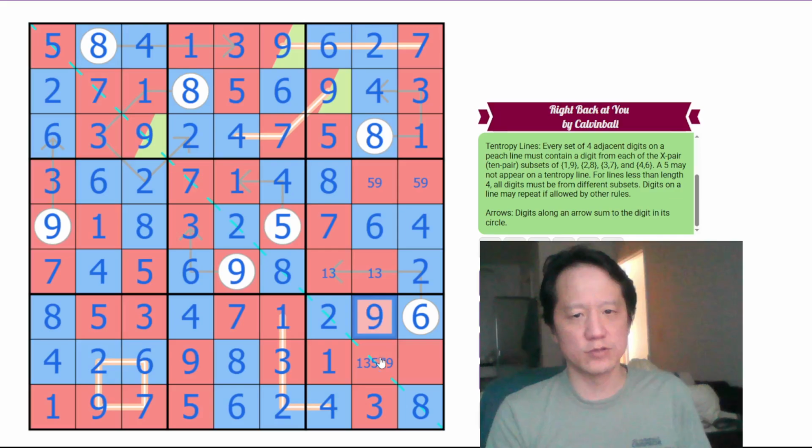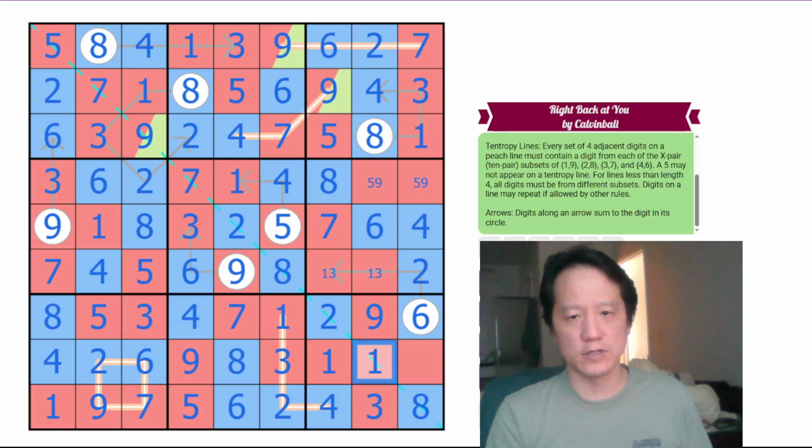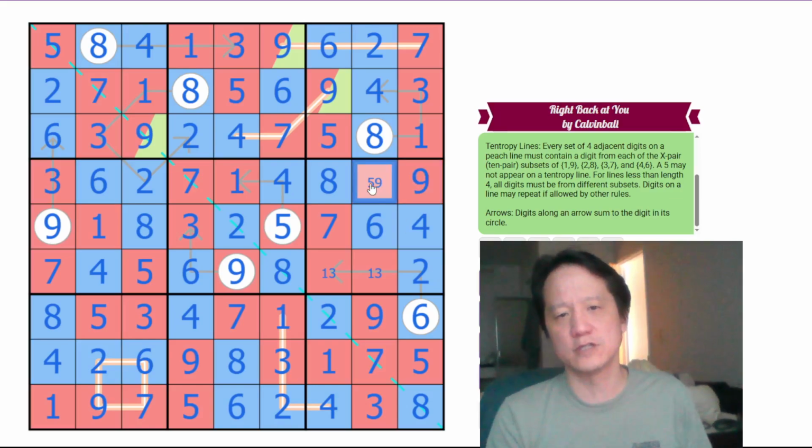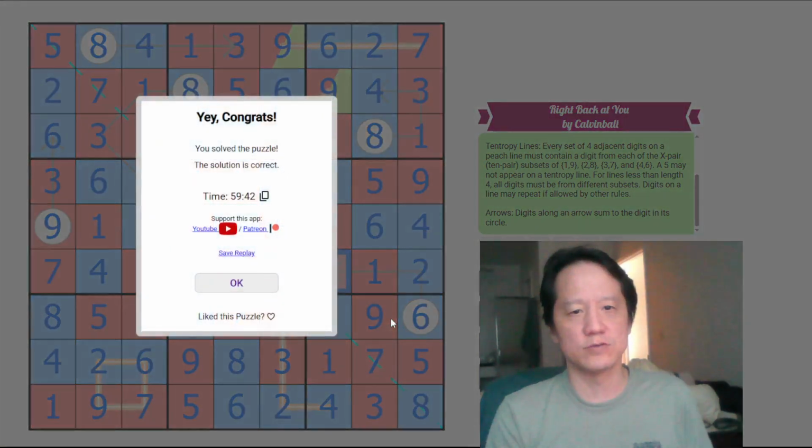This can't be 1 or 3, so this is 9. This can't be 1, 3, or 9, so it has to be 5 or 7, and this is 5 or 7. This 7 eliminates 7 here, so this is 5, which makes that a 7. 5 eliminates 5 here, so it's 9, 5. 3 eliminates 3 here, so it's 1, and this is 3.